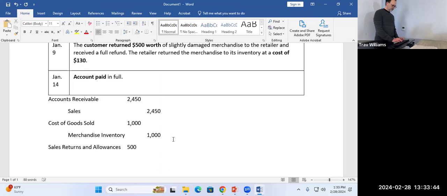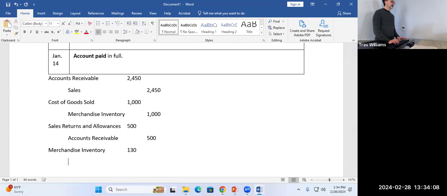And what do we credit? Accounts receivable, 500. And what else? Merchandise inventory. Okay, merchandise inventory. And what amount is that going to be? 130? Right, because that was the cost of that merchandise for us. And what are we going to credit? Yep, cost of goods sold. Perfect.